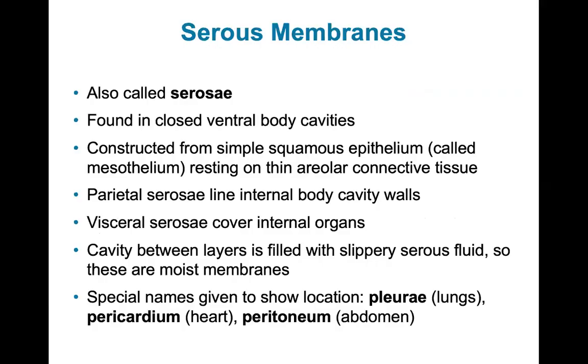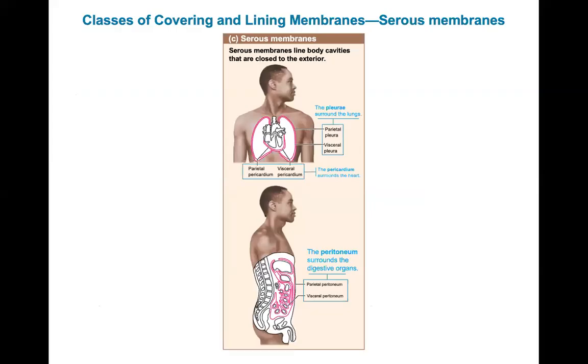Okay, mucous membranes. The serous membranes, or serosa. This is found in closed ventral body cavities. It's constructed from simple squamous epithelium called mesothelium, resting on a thin areolar connective tissue platform. This consists of two layers, the parietal serosa, which lines the internal body cavities, and the visceral serosa, which covers the actual organs themselves. Typically, what you'll see between the two layers, the parietal and visceral serosa, is filled with a serous fluid, and this is meant to give a friction-free environment. Okay, so I think sort of outlined here in pink would be where you would find these serous membranes. So you have them around the lungs, the heart, most of your abdominal pelvic organs as well.